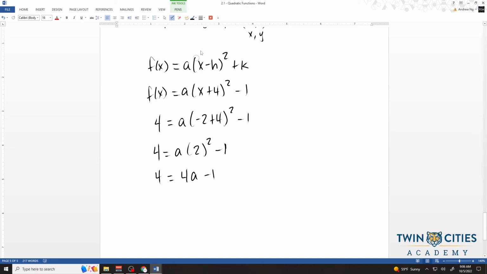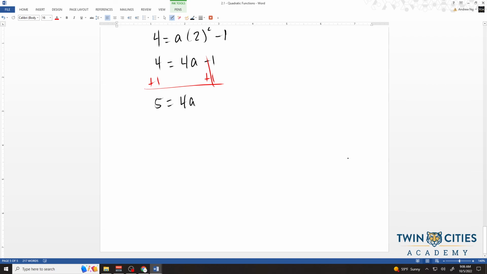We'll add 1 to both sides, and we get 5 equals 4a. Let's divide both sides by this 4 to solve for a. And this will give us a equals 5/4.